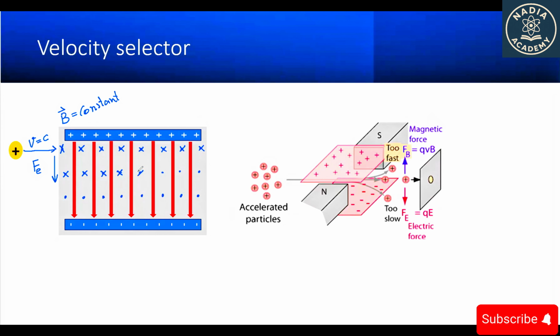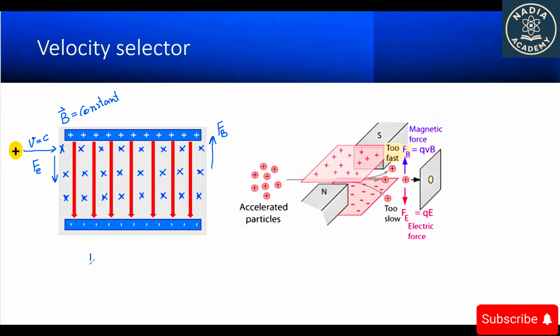So now you can see that in this configuration, the force of the magnetic field will be upwards, meaning that it will be in the opposite direction to the force of the electric field. Both forces will be cancelling each other's effect. This field is applying a force, let's say it's FB, which is upwards. Now both forces are cancelling each other.